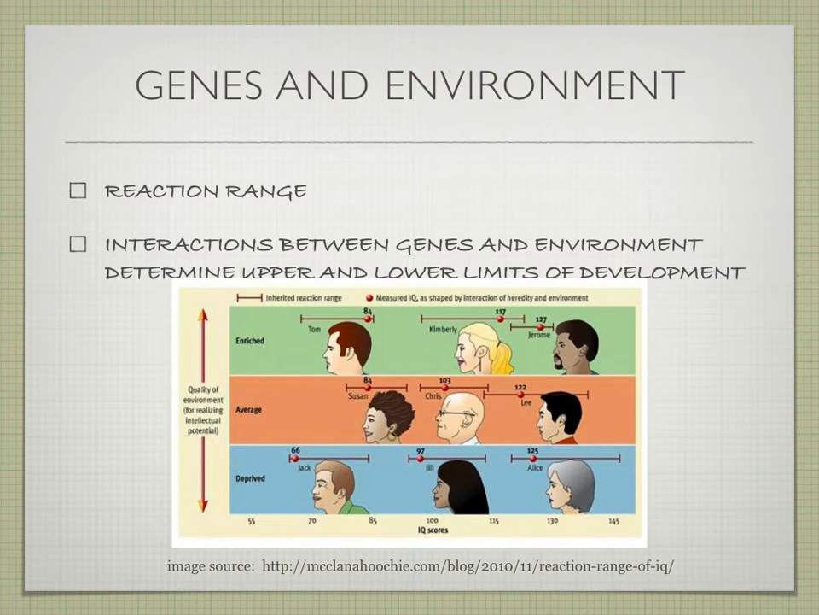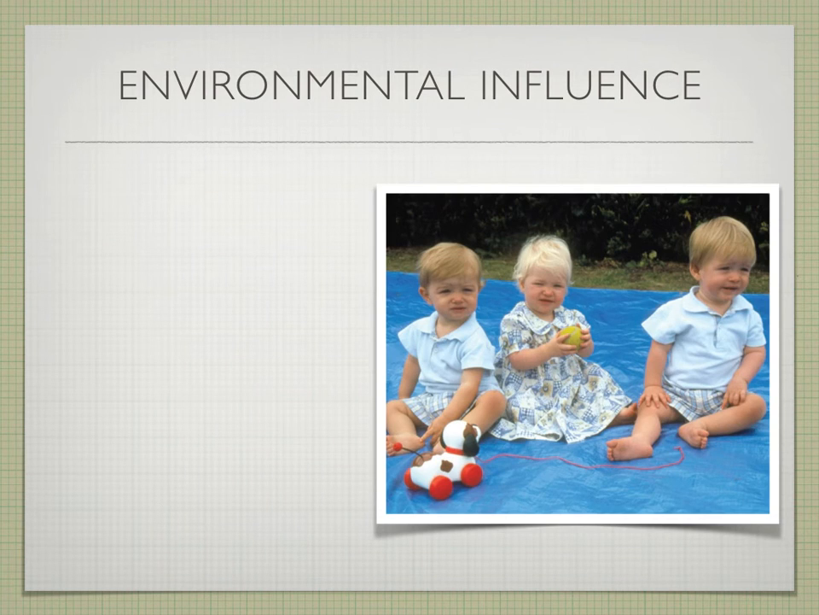So these things are going back and forth with each other. Again, this is that bidirectional interaction that we're going to continue to talk about. And this is one way that we see it, in terms of reaction range. We most typically talk about reaction range in terms of intelligence, but we definitely discuss it in other areas of development as well.